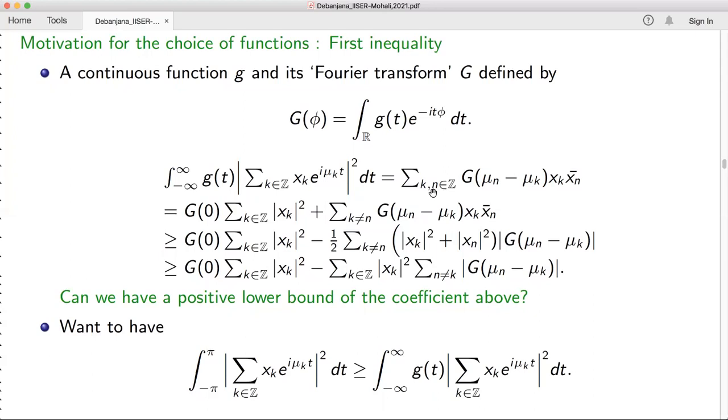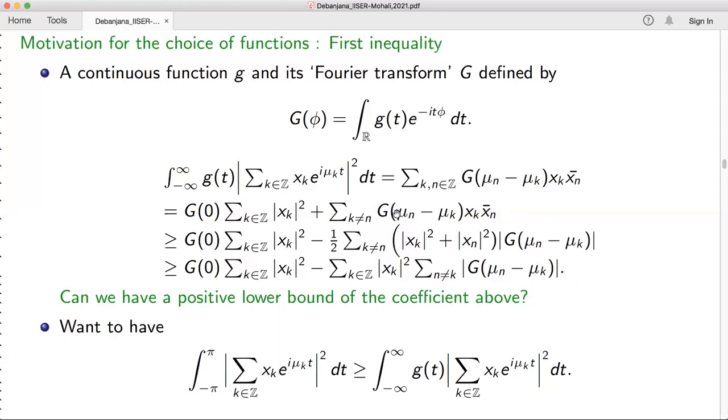Now we separate it into two cases. When k is equal to n, that is the simple one: mu n equals mu k, so it is nothing but g0, and we get the summation of xk square, which we actually need. So we keep it, this is a good term for us. Then the second term is the mixed term, the product between xk and xn bar. The idea is how to estimate it, or what conditions you need on G so that you can manage the second term in particular.